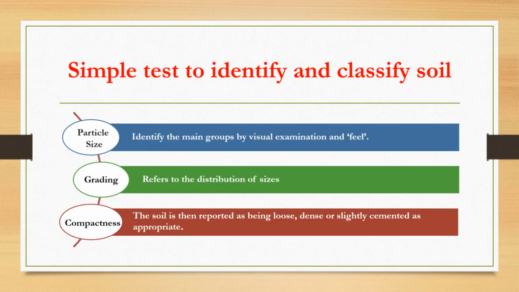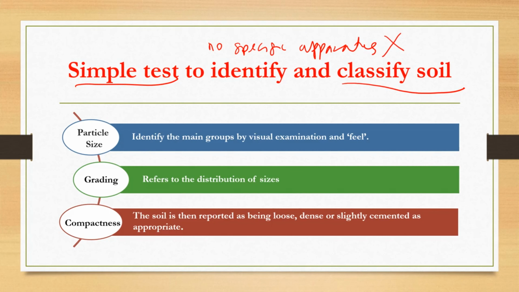Because of the wide range of particle sizes, shapes and mineralogies in a typical soil, a detailed classification of each soil would be very expensive. So for the purpose of identification and classification in the field, a series of simple tests can be carried out. When I say simple test, it means that you don't need a specific apparatus to be used in order to classify the soil.